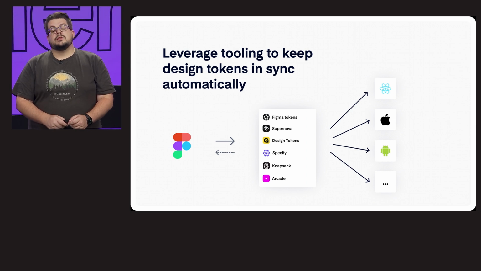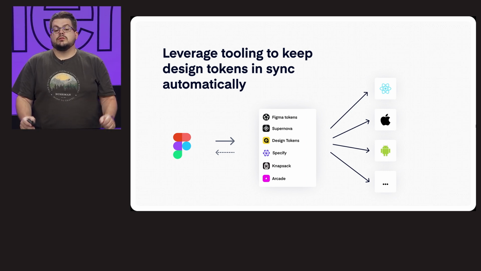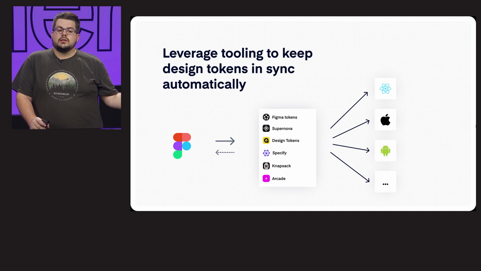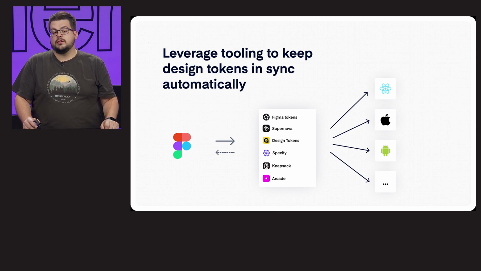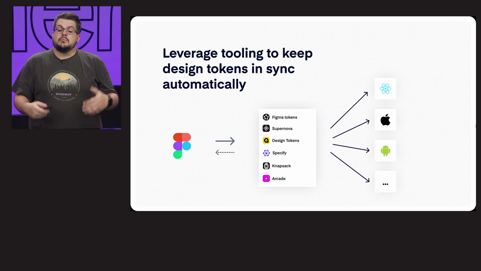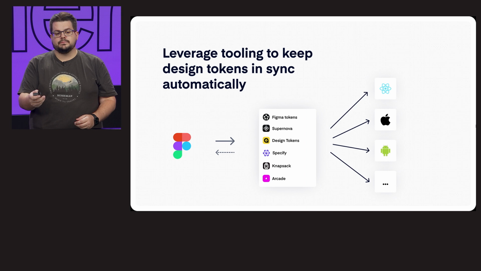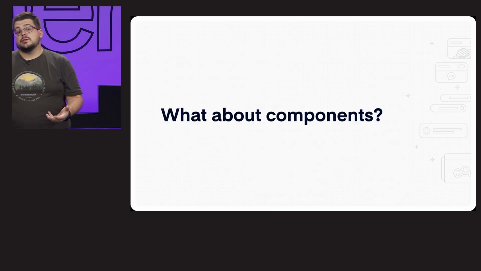What I also recommend is to try to leverage tooling to keep design tokens in sync automatically. There are a few tools and plugins like Figma Tokens or Design Tokens plugin. They take token definitions from Figma, and they can convert them via tooling into different technologies. There are also other tools like Supernova, Specify, or Arcade that do the same thing, but some of them can even write and change styles back in Figma. What about components, though?